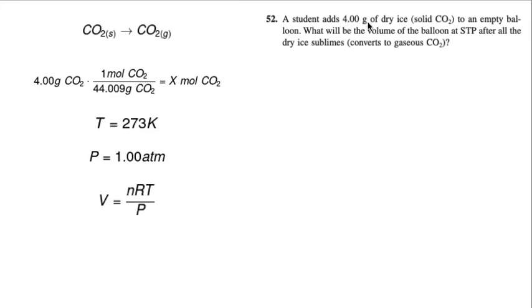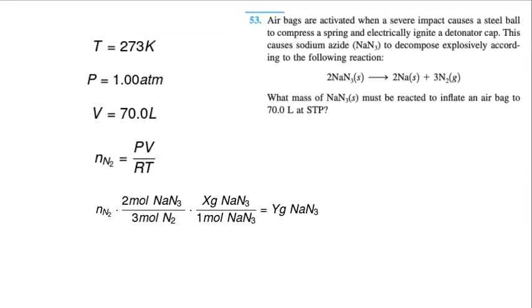If we're given 4 grams, we can convert that to moles of CO2, and we're given temperature and pressure since it's at STP. The only missing variable here is the volume, which we're being asked to solve for. And it's straightforward from there.